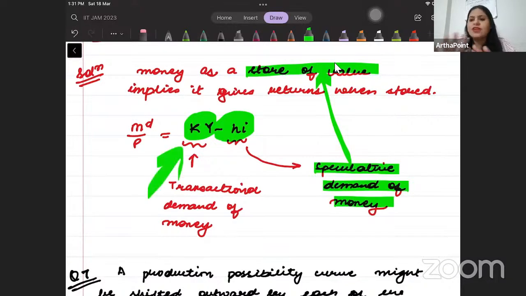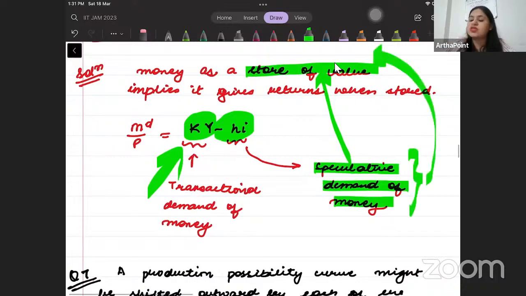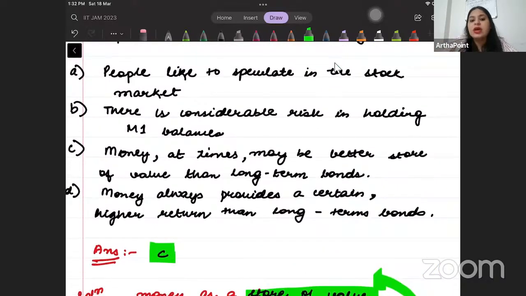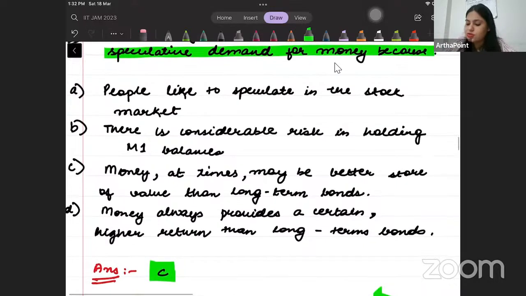Transactional demand will not fetch you any return. But if I use it as a store of value, maybe if I put it in some FD, if I demand money for speculations, for returns, it will be giving me returns in the future when stored. So the speculative demand of money is highly associated to the store of value also, that in the future, it will go ahead and give you certain returns. So now read down the options.